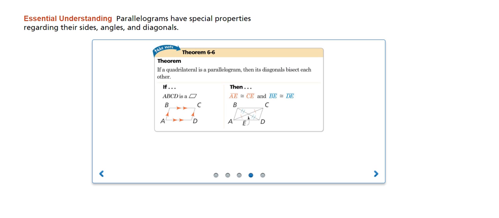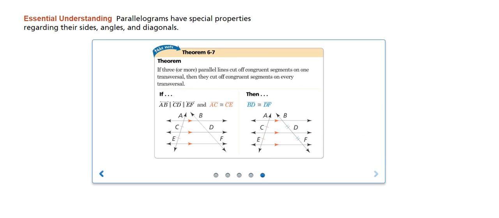In a quadrilateral, if it's a parallelogram, then its diagonals bisect each other. Again, bisect means it's going to break into two congruent parts. Notice right here, AE is going to be congruent to EC because E is in the middle. Same, BE and ED are congruent because E is in the middle. So again, if it's a parallelogram, our diagonals are going to bisect each other. All these are going to help us create equations. Again, we're taking a picture and we want to create an equation from it.